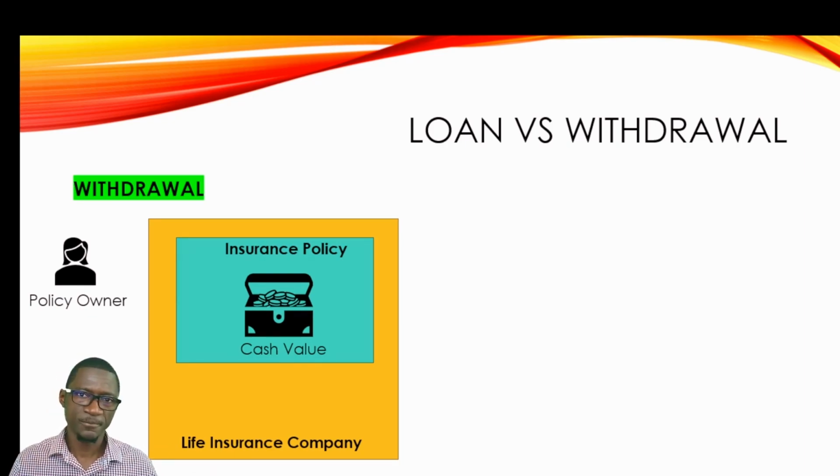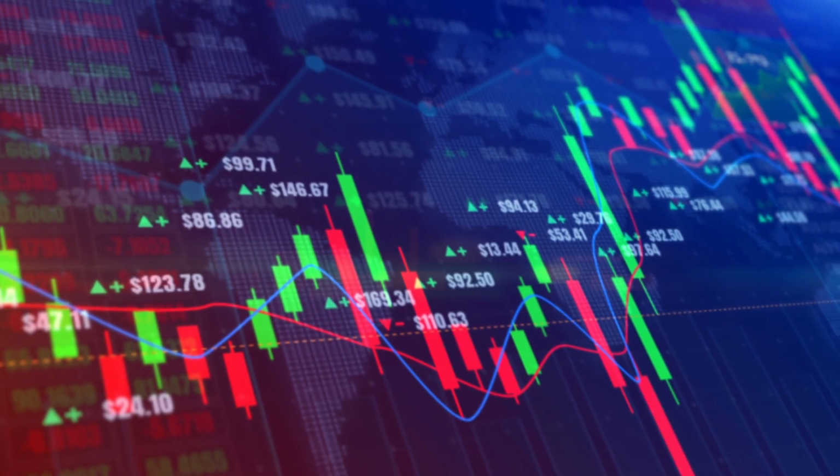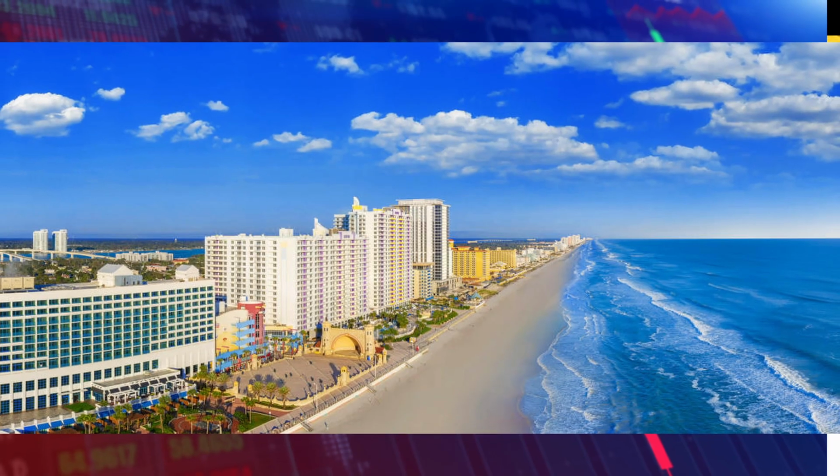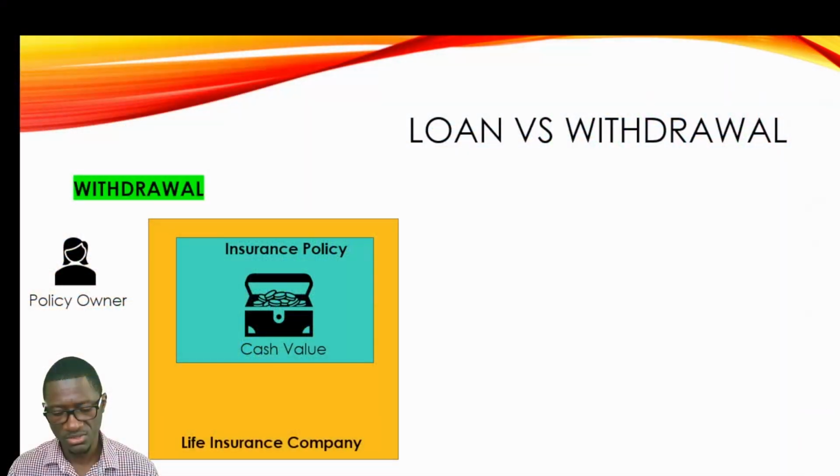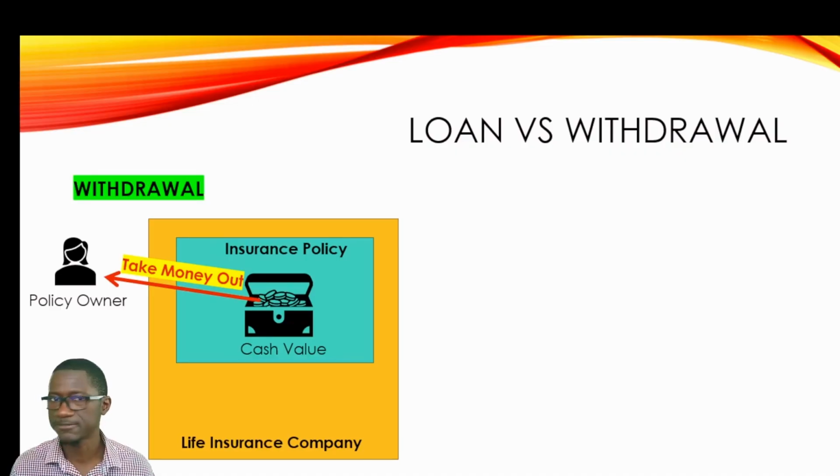Let's say we have a cash value of $15,000 and we need to take $10,000 to do something. It could be investing in the stock market, taking a vacation, or making a major purchase, or whatever it is. So just like what you do in your bank account, you just take the money out. That's it. That's a withdrawal. That's the closest to what you've been doing with your bank account.